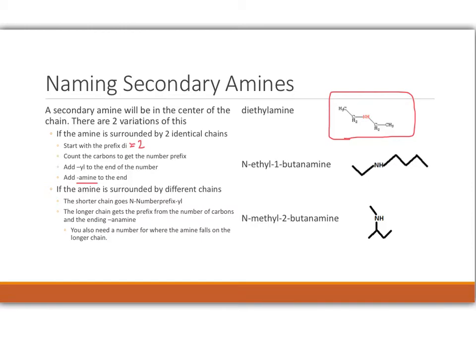Okay. Another example of that one is this one where we have 1 carbon attached on one side and then 1, 2, 3, 4 carbons attached on the other side, but it's in a different setup than the one before. So it's N-methyl for the 1 carbon, and then because it's on the second carbon of the butyl group, it's 2-butanamine. Okay, so the anamine comes back when you have the different chains.